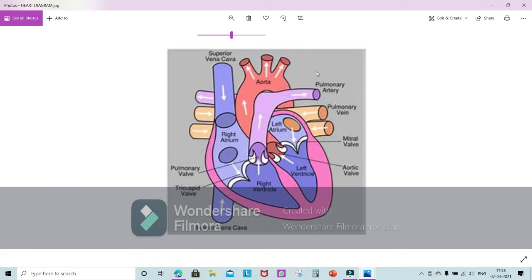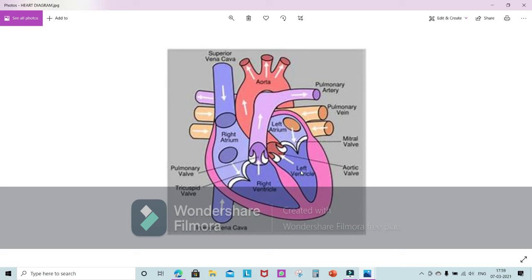First, the oxygenated blood from the lungs reaches the left atrium through the pulmonary vein. It's here, the pulmonary vein. So the blood will enter here, through the pulmonary vein, into the left atrium. First the left atrium is going to relax while it's filling. So it's going to get filled, so it's going to relax nicely. Now the blood needs to be pumped from the left atrium to the left ventricle. So it's going to contract.